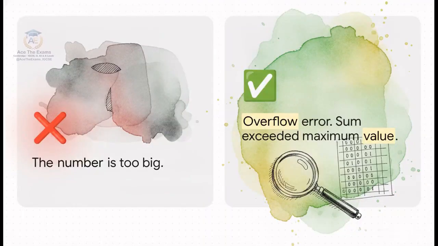So let's actually contrast our original, kind of weak student answer against the top band upgrade. The low-level answer says, the number is too big, or I added them together. That earns nothing. But the upgraded, top band response states, overflow error. A 9th bit was generated because the sum exceeded the maximum 8-bit value of 255. Do you see the difference there? The top band answer names the exact concept, provides evidence from the calculation, and uses the precise examiner wording. That is exactly how you secure top marks.